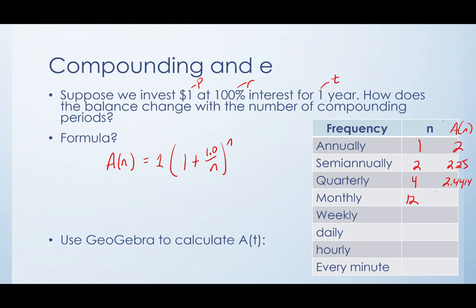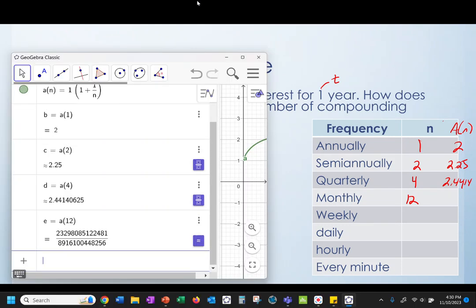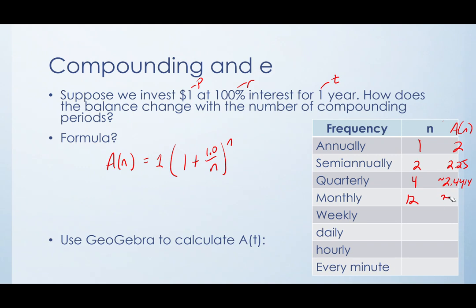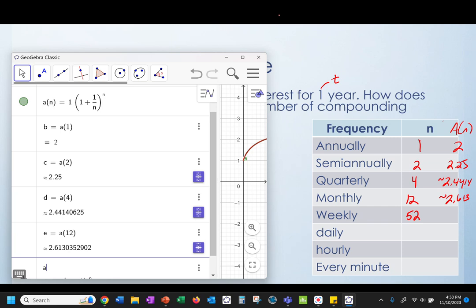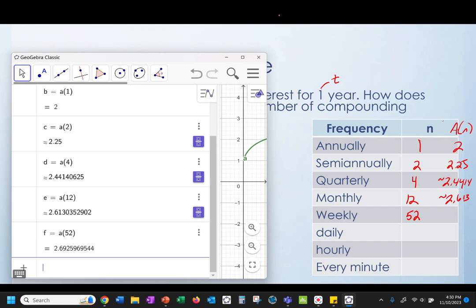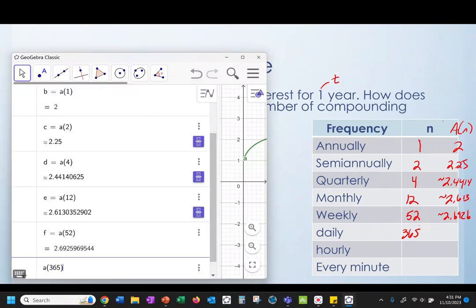Monthly, of course, is 12 times. A of 12 is going to tell us, a lovely fraction, roughly 2.613. Weekly, how many weeks are there in a year? 52. So A of 52 is going to be a lovely fraction. It's going to have to think for a little bit. And it gave us a decimal equivalent, roughly 2.6926. Daily, how many days in a year? 365. All right, so we are going to have A of 365, which is 2.7145.